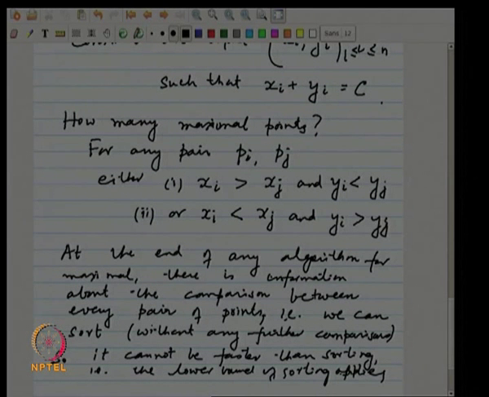So, even this simple algorithm is actually optimal, because we cannot do anything better than sorting, and we know the lower bound for sorting in whatever model. In the comparison model, the lower bound for sorting is n log n, so this is also n log n.